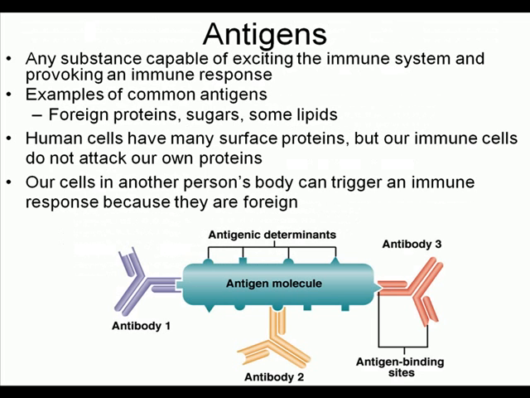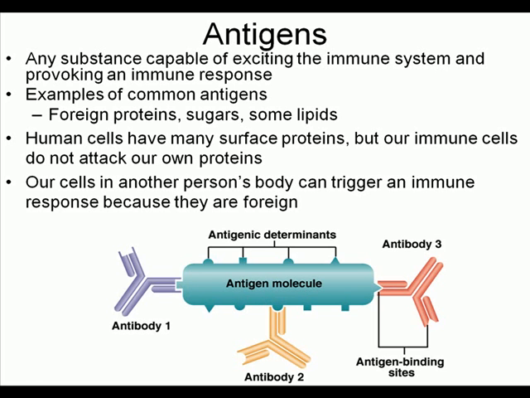Antigens are really any substance that can excite the immune system and start an immune response. Some examples of common antigens are parts of proteins, sugars, and some lipids, and this picture is a good example where a given molecule has a lot of different features on the outside of that molecule, and the specific immune system can recognize certain features on the outside of that molecule. If a particular part of the specific immune response recognizes a particular region on the outside of a molecule, that will start the specific immune response.